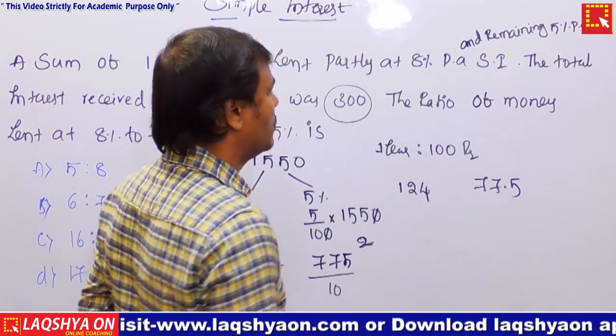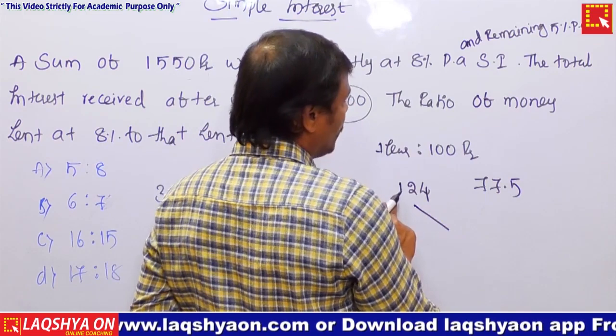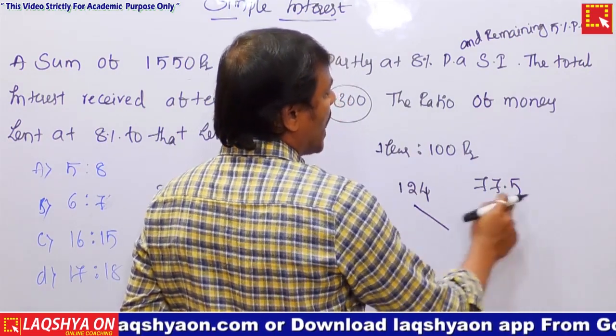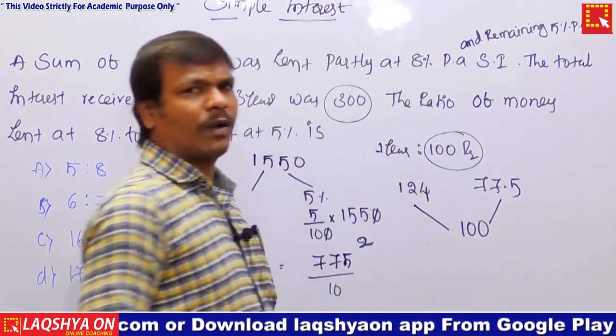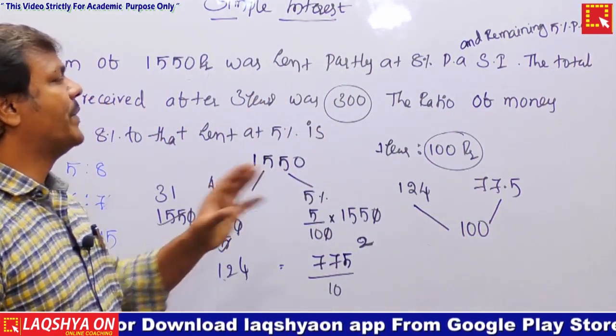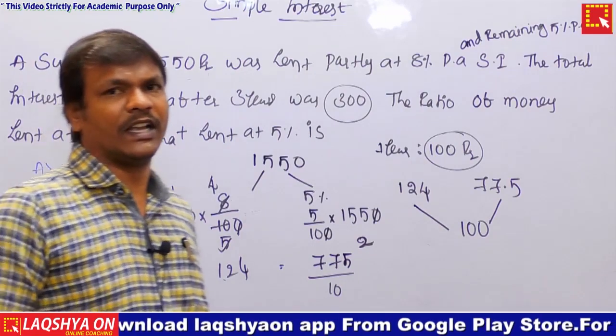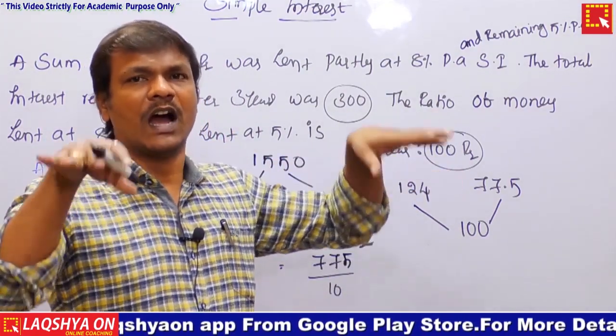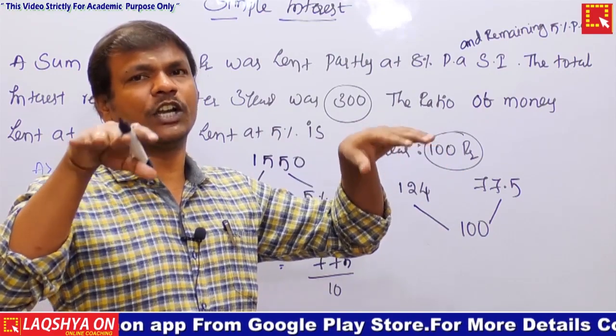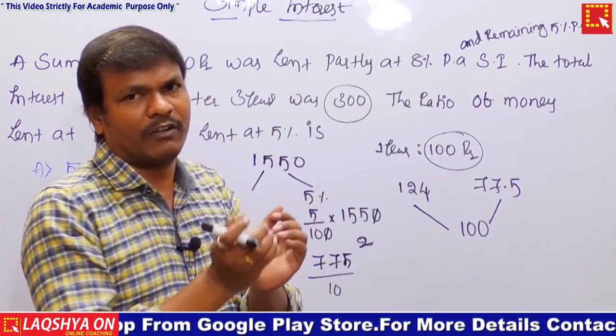77.5. Now we are going to take it as 124 to 77.5. On both we receive a mixture, that is 100. So it is a problem based on mixture allegation. What is meant by mixture allegation? A sum of money divided into two different parts, and on the two different parts, you receive the total interest on the sum of money.